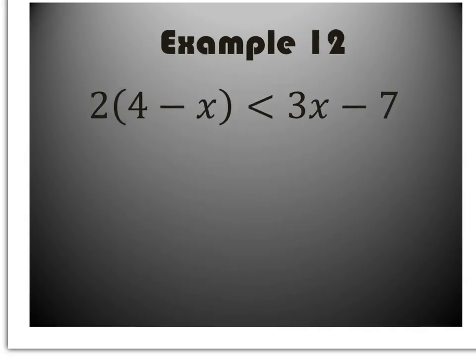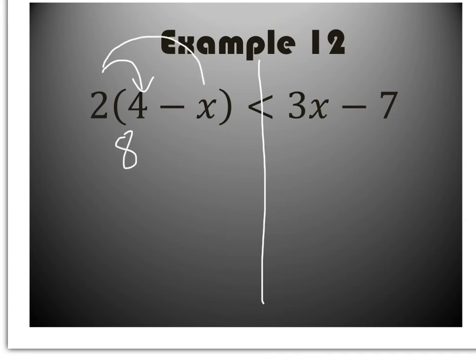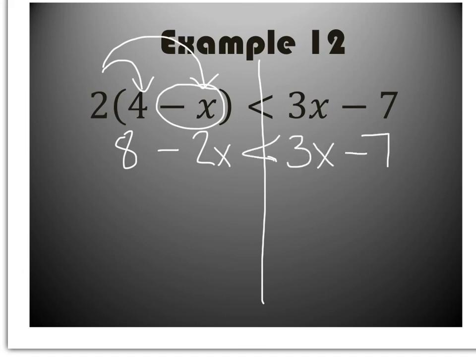And now we finally come to the last part of our foldable, example 12. When we separate the two sides, we look at the left side, see if there's any distributive property. Yes, there is. So we say 2 times 4, which is 8. Then we say 2 times negative x, which is a negative 2x. And that is less than 3x minus 7. So now we have variables on both sides, so we have to get them to one side. Again, I told you that I always move the negative, so since this is a negative 2x, we're going to add 2x to both sides.